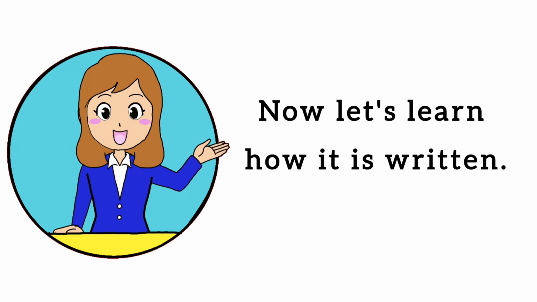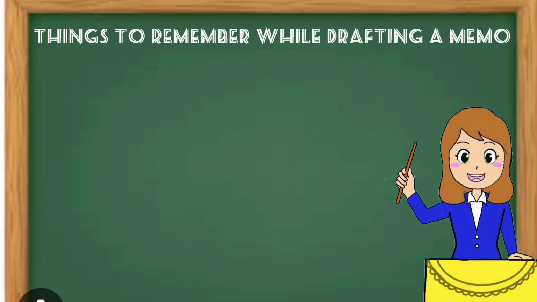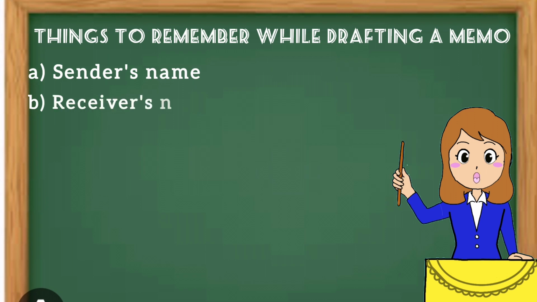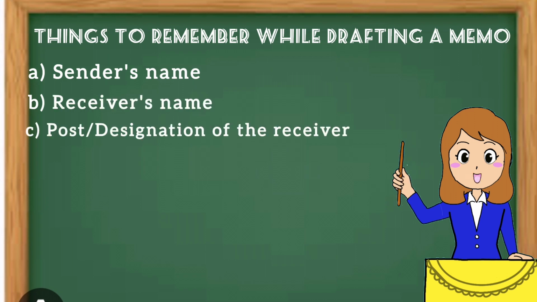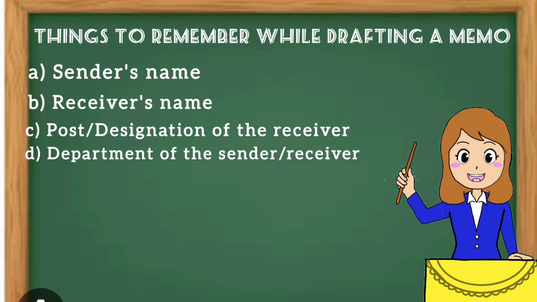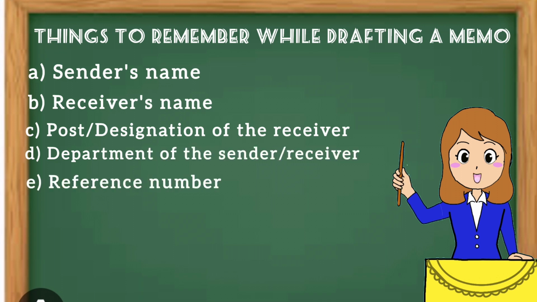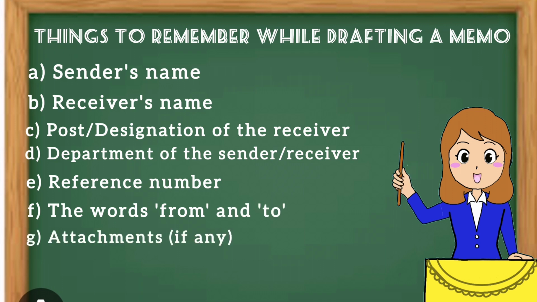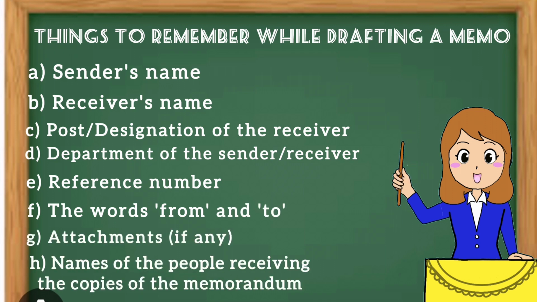Now let's learn how it is written. Things to remember while drafting a memo: sender's name, receiver's name, post designation of the receiver, department of sender and receiver, reference number, the words from and to, attachments if any, and names of the people receiving copies of the memorandum.